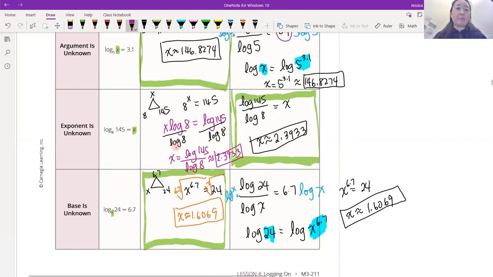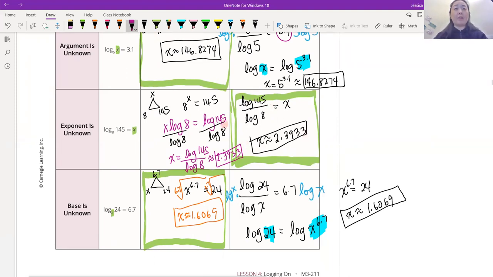The only thing we're going to do after that is divide both sides by log 8, to get x is equal to log of 145 over the log of 8, which in your calculator gives you about 2.3933. In general, when we have no context, we're going to round to 4 decimal places, which is the ten-thousandths place.